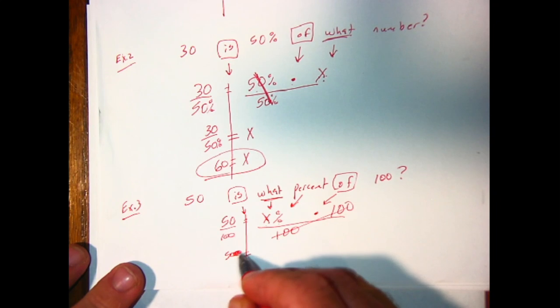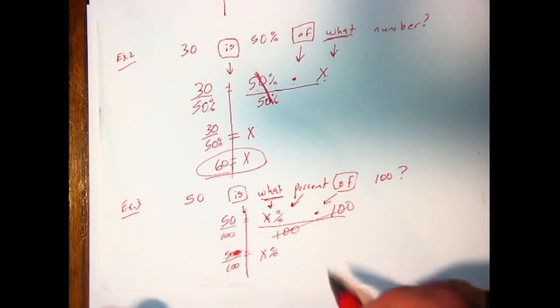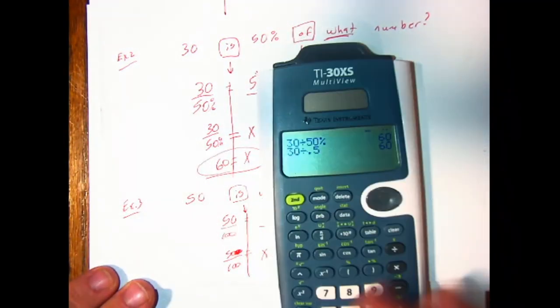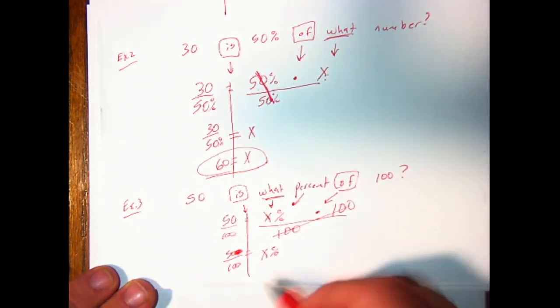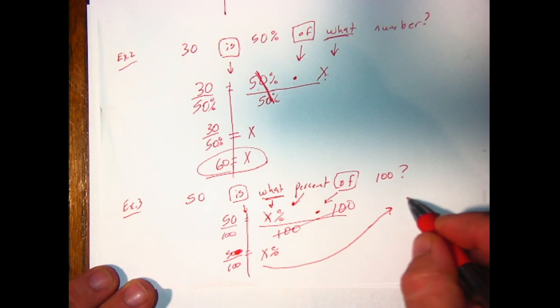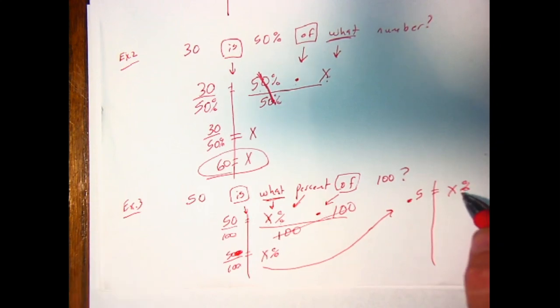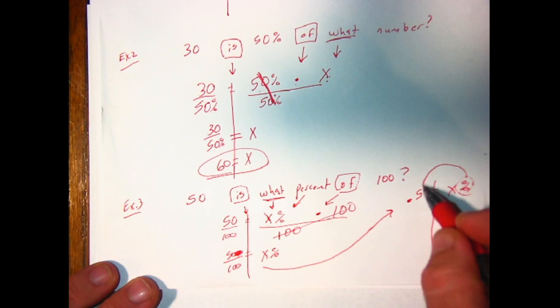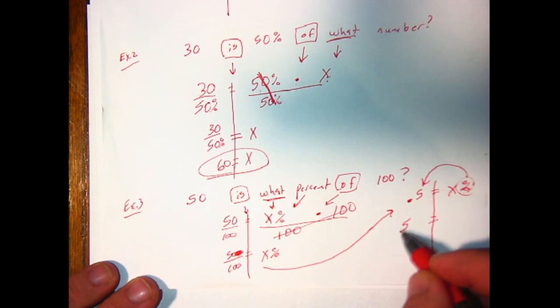Oops, I put 500, sorry. 50 over 100 equals x percent. Now we're going to do this first. 50 divided by 100, and we get a decimal answer. I'm running out of room here. We get a decimal answer of 0.5 equals x percent. Now, is the x completely by itself yet? No, it is not. We have this percent sign here, so we need to change this over here to make this a percent. To make this a percent, we move the decimal 2 places to the right and we get 50%.